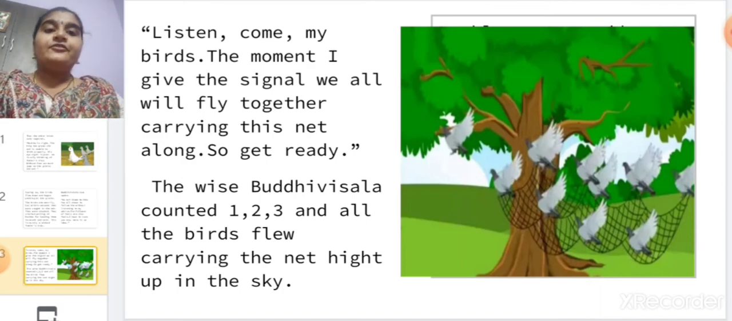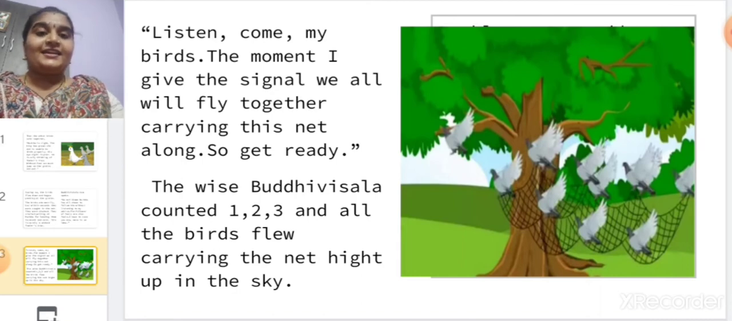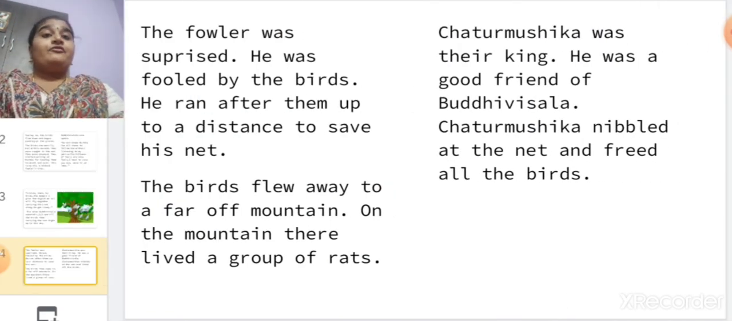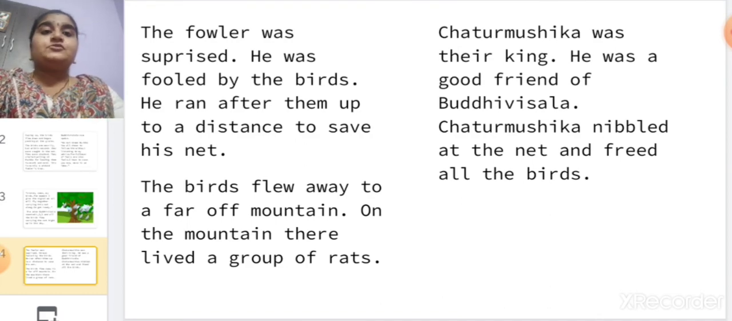Yes, the bottle is on the box. The bottle is on the box. Yes, did you all write it? The bottle is on the box. Yes, children. Very good.